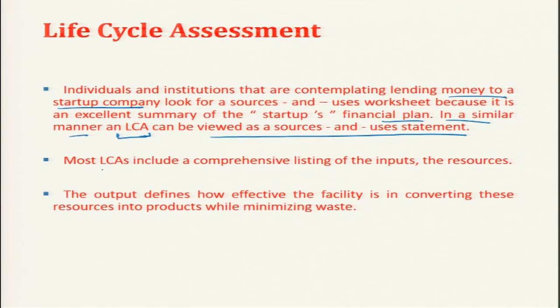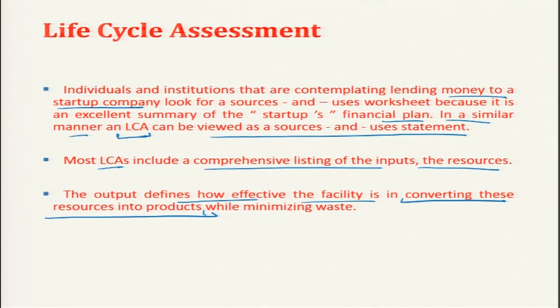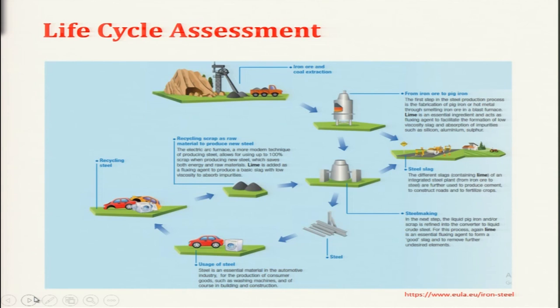So, that is important. Most life cycle assessments include a comprehensive listing of inputs and the resources. The output defines how effective the facility is in converting these resources into products while minimizing waste. This is important. This is an example of the material flow in life cycle assessment, that how production of steel and finally we get the goods, we use them and that is recycled. This is the material flow, the same thing that I showed you in the block diagram, how recycling, remanufacturing and reuse happens. Reuse is not here, but recycling is essentially here.